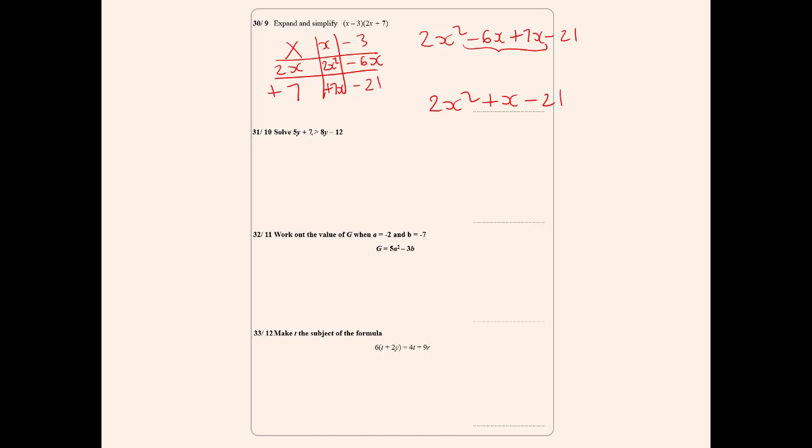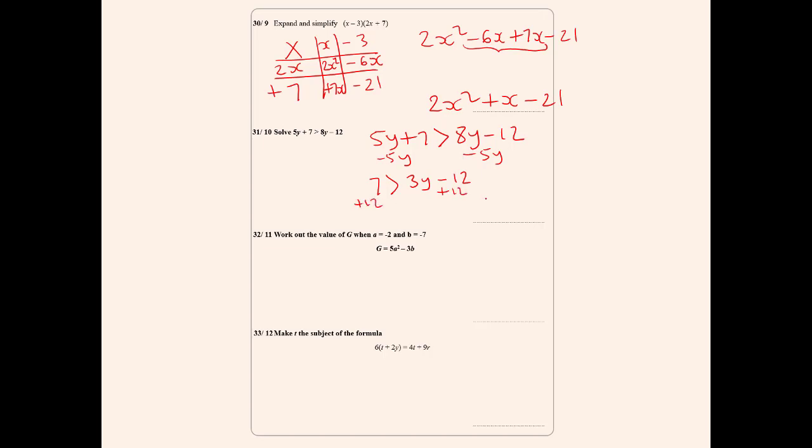Solve the inequality. So we have 5y plus 7 greater than 8y minus 12. So because we have y on both sides, get rid of the smaller y. So minus 5y from both sides. That gives us 7 greater than 8y take away 5y is 3y, minus 12. Add 12 on both sides. So add 12, add 12.